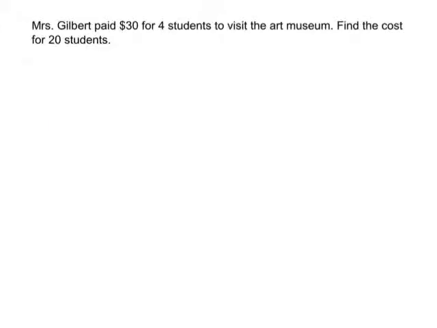Go ahead and pause the video, and I want you to try this one on your own. So for your proportion, we should have that there's $30 for 4 students, and I'm looking for how much it would cost for 20 students. So make sure that whatever you do when you set up a proportion, the same units are on the top and the same units are on the bottom. So I have dollars, and I'm trying to find the dollars for 4 students to 20 students.